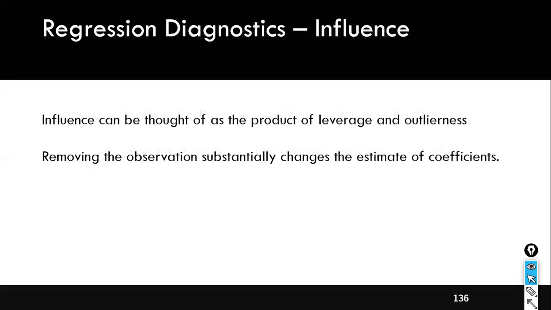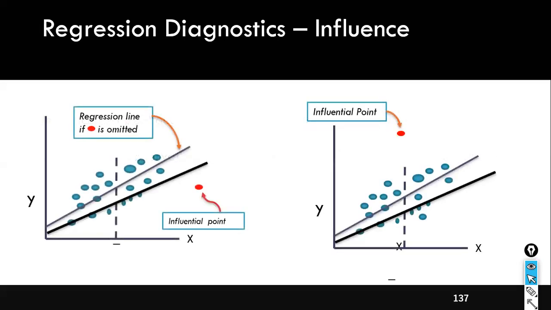So we have something called influence. Influence can be thought of as the product of leverage and outlierness. Removing the observations changes the estimate. So instead of going through this definition, if you look at this visual, you will be able to understand very clearly. For example, I have an outlier, something like this. Just assume that you don't have this value here. I have a red colored value, which is the actual value. Since it is far off from this data set, it is an outlier, and also it is an influential point.